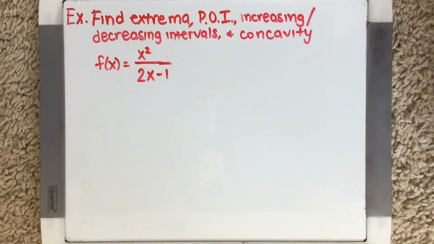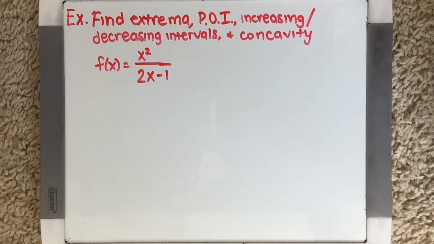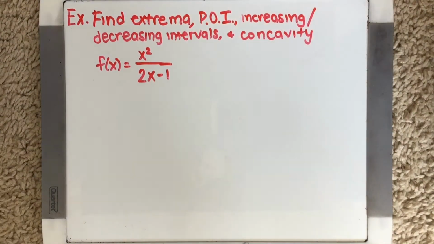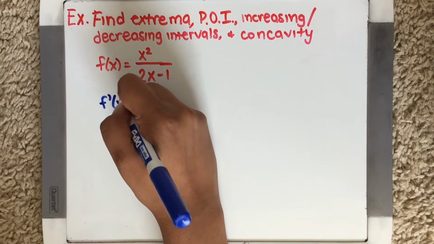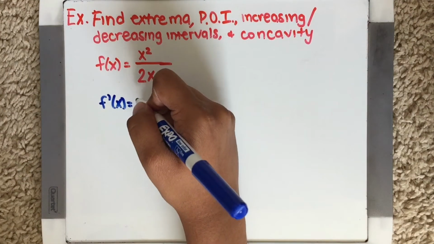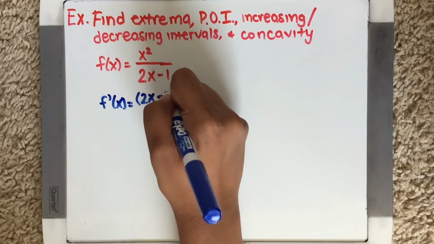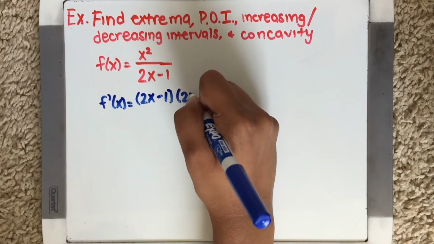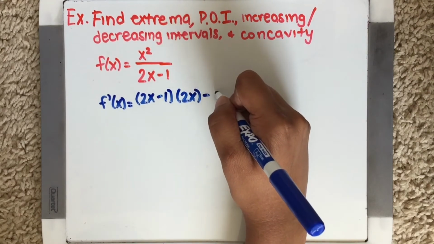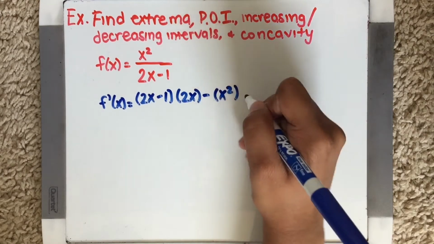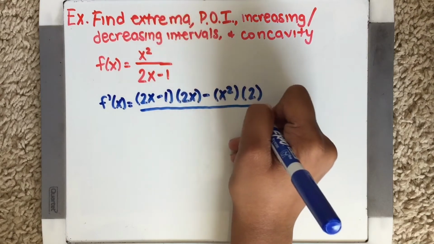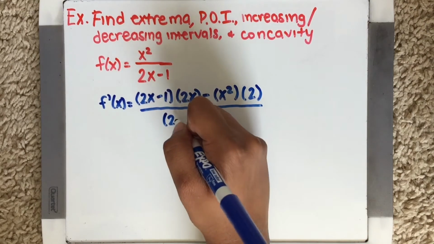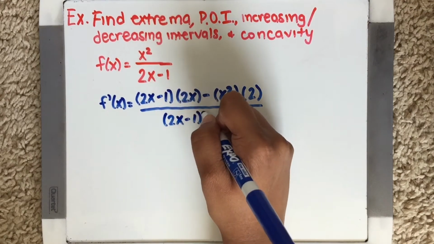In this example, we must find the extrema, points of inflection, increasing and decreasing intervals, and concavity of this function. We must use the same process as before. First, take the derivative, this time by using the quotient rule. In this case, f prime of x equals low times the derivative of the higher function minus high times the derivative of the lower function, all over the lower function squared. And that's our derivative.